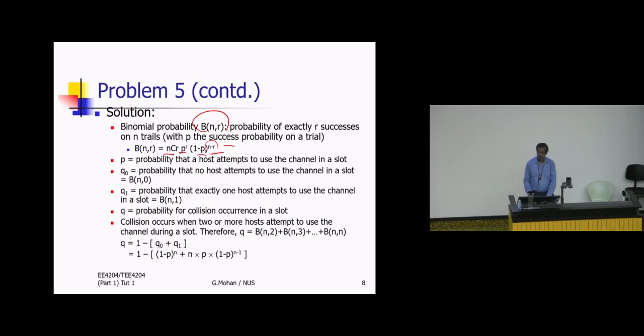We are making use of this to solve this problem. In this case, P is the probability that a host attempts to use a channel in a slot. Let's say n number of hosts are trying to share the channel.